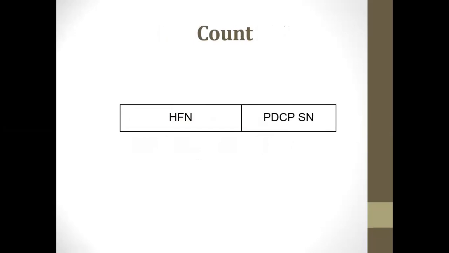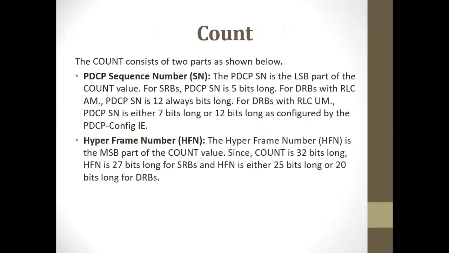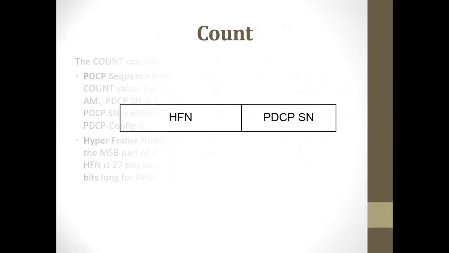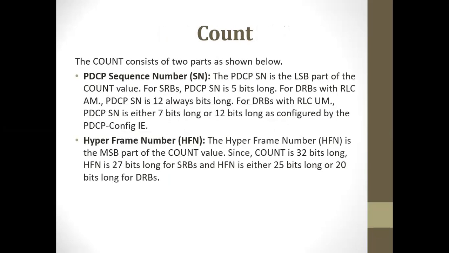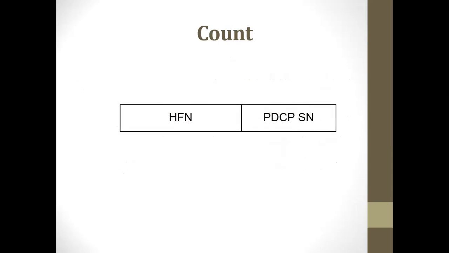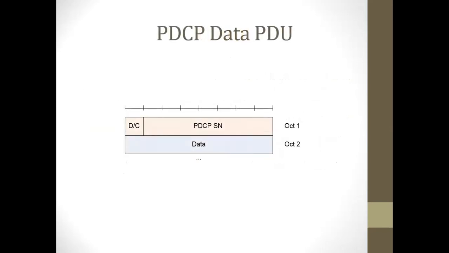Now that count value, which is used as one of the keys, has two components: the hyperframe number (HFN) and the PDCP sequence number. The hyperframe number is actually not transmitted. As you can see, the PDCP count has these two parts, but the messages carry the PDCP SN, the PDCP sequence number, not the hyperframe number. That is not transmitted across the air.